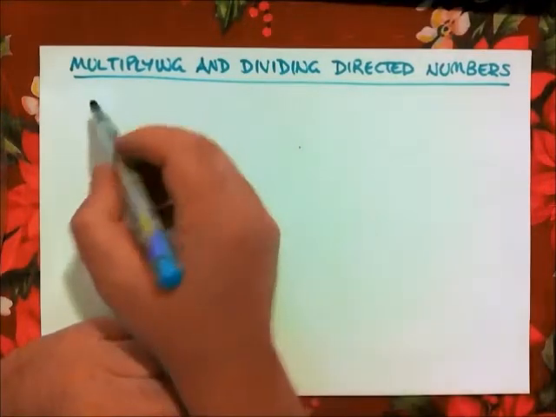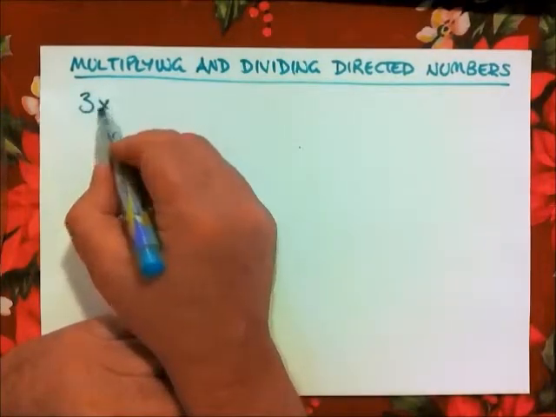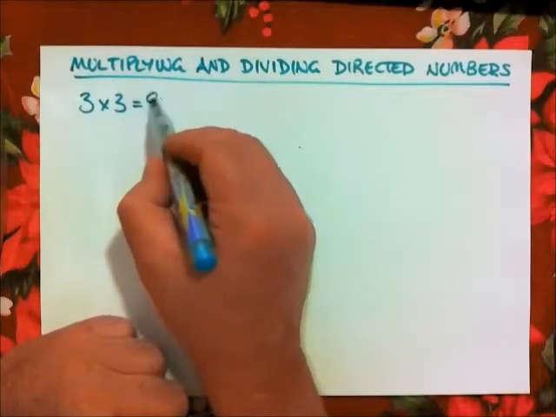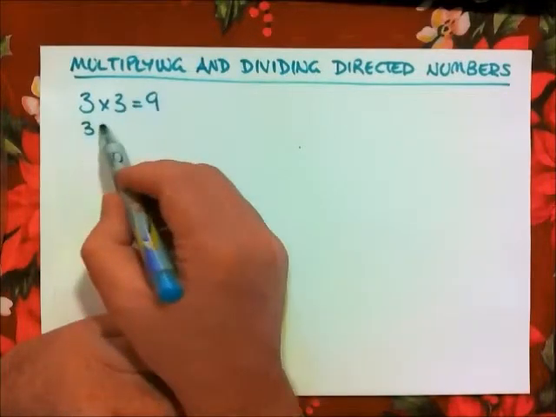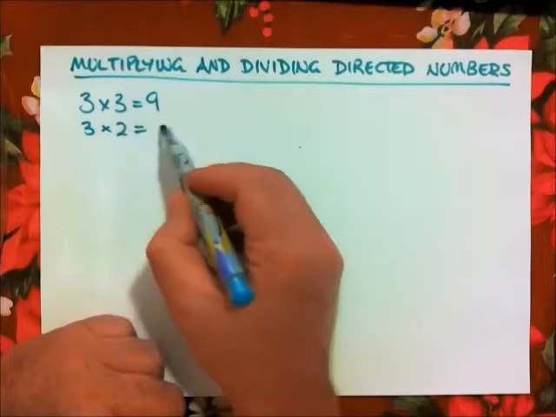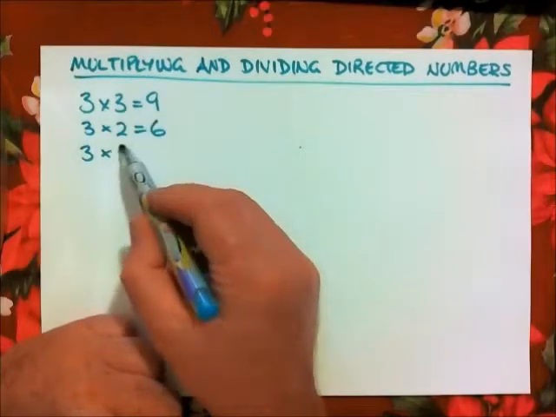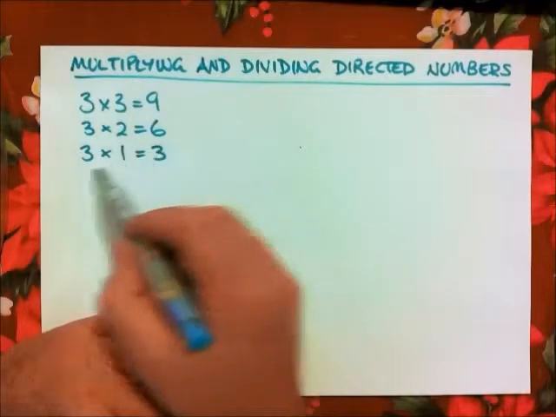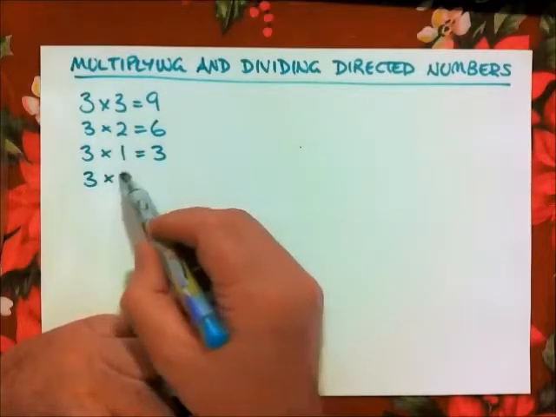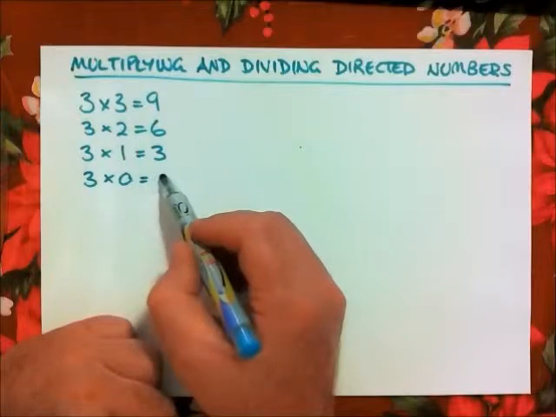Multiplying and dividing directed numbers. We're going to fall back on our good old friend, patterns, to work this out. So we're starting another pattern here. 3 times 3 is 9, 3 times 2 is 6, 3 times 1 is 3, and we get down to 3 times 0 is 0.